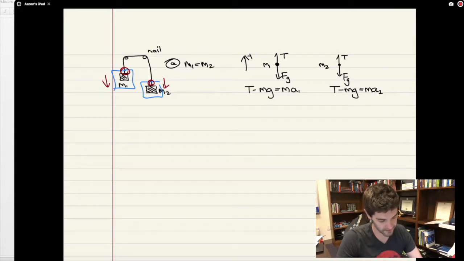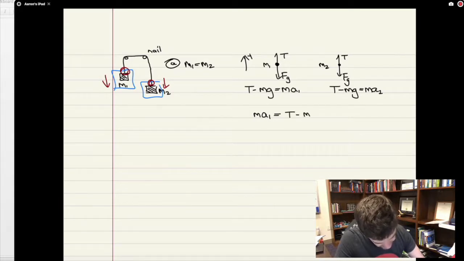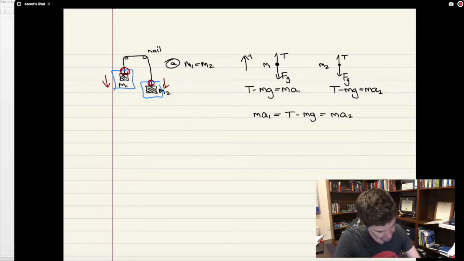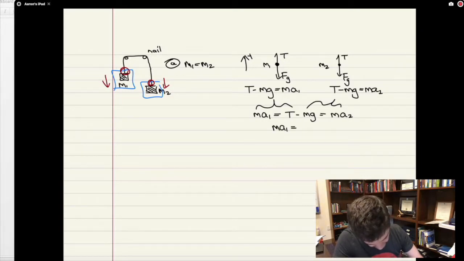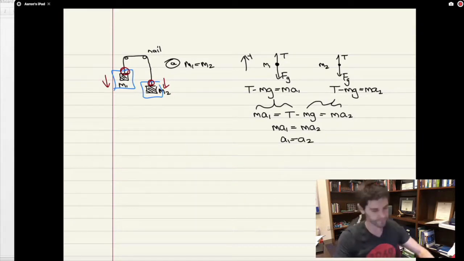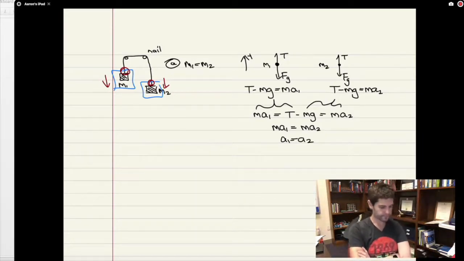All right. But in this case, notice I could write M times a1 equals T minus mg. But T minus mg also equals M a2. Essentially that's this, and then that is this. So they're connected by their forces. So in this case M a1 equals M a2, or a1 equals a2. And I claim that the only possible answer is that they're both equal to 0.